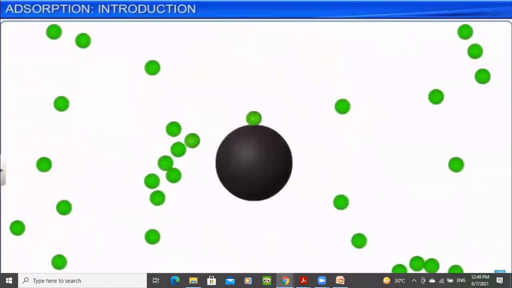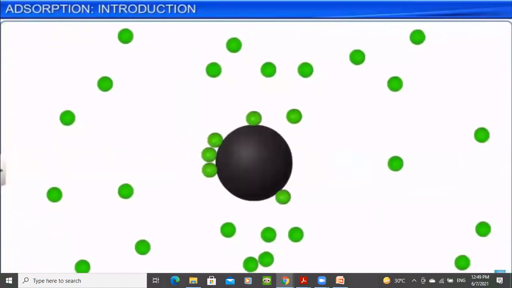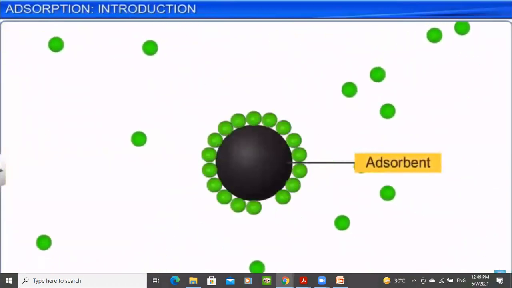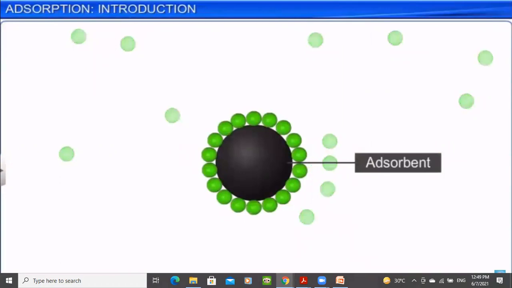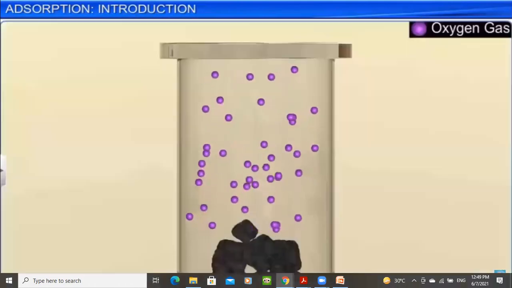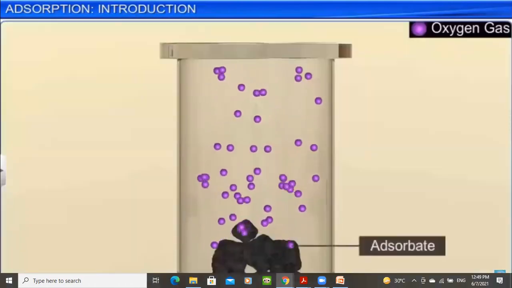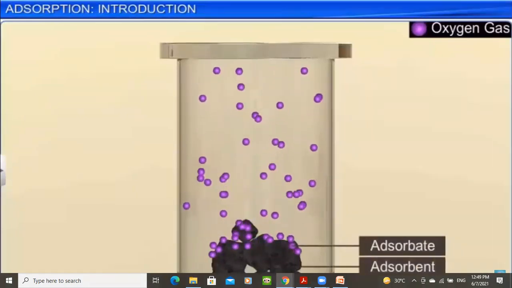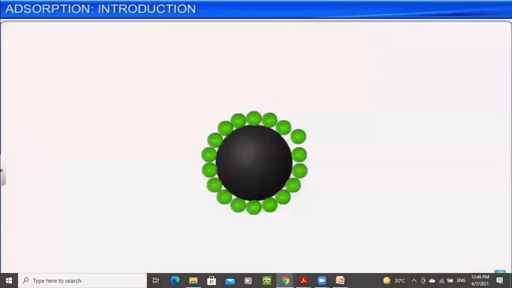Let me just show you how this happens. The substance on which the adsorption takes place is the adsorbent, and the particles of gas which adsorb are known as the adsorbate. All right, so the charcoal in this reaction is the adsorbent and the gas molecules are known as the adsorbate.